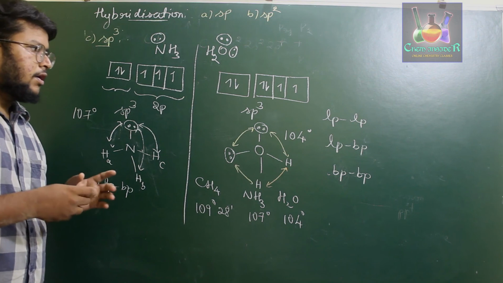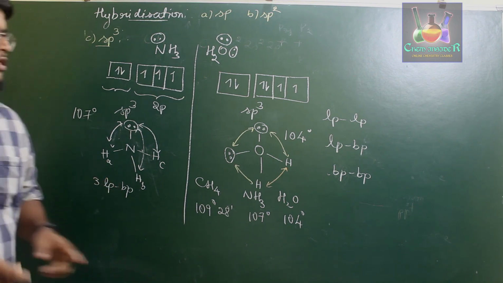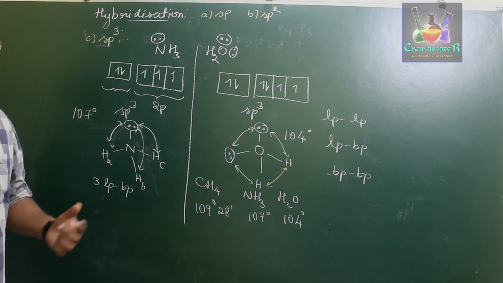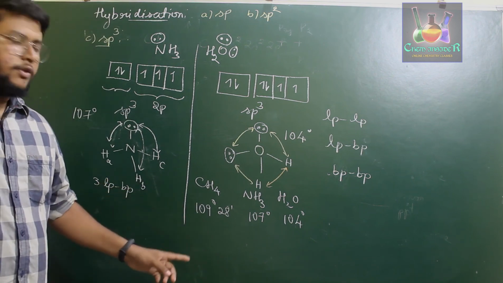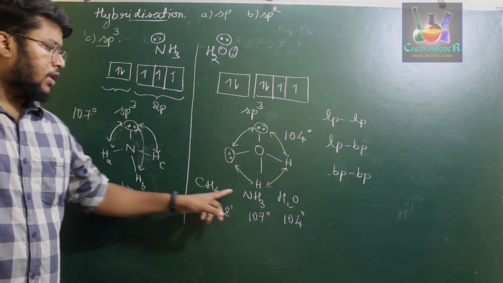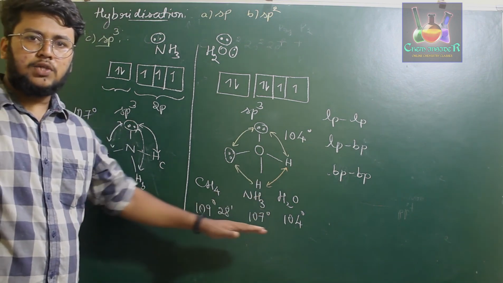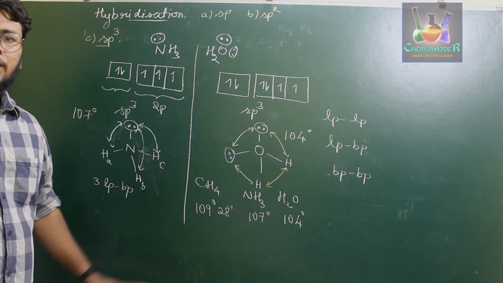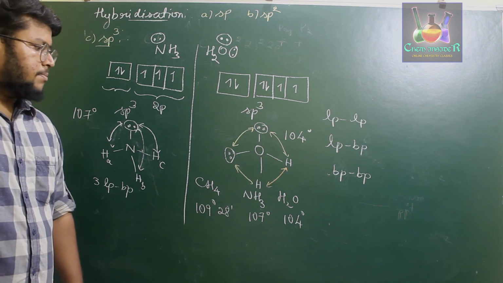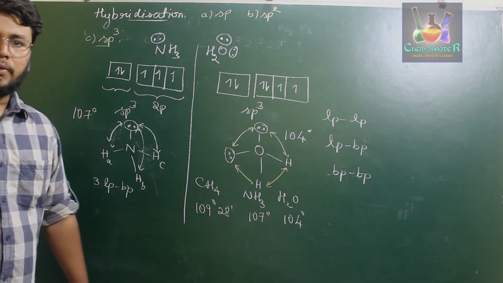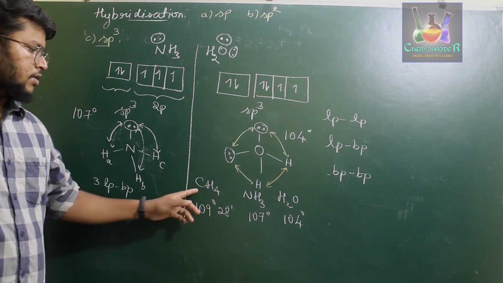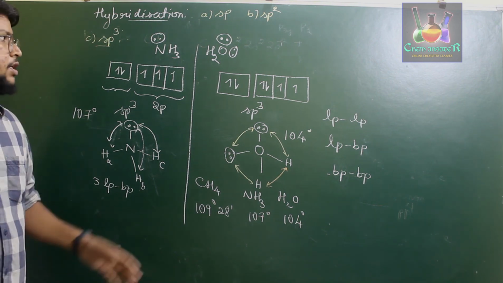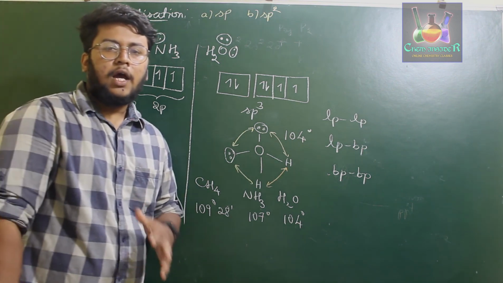So according to the repulsion theories, lone pair repulsion is greater than lone pair-bond pair repulsion, which is greater than bond pair repulsion. Therefore, the bond angle decreases from CH4 to NH3 to H2O because of the lone pair repulsion and lone pair-bond pair repulsion which we observe in water and ammonia respectively, which is not found in the CH4 molecule, which does not have any lone pairs of electrons. So this is completely about the hybridization concept.